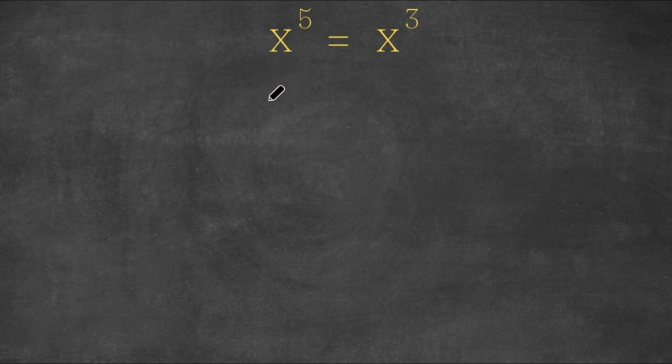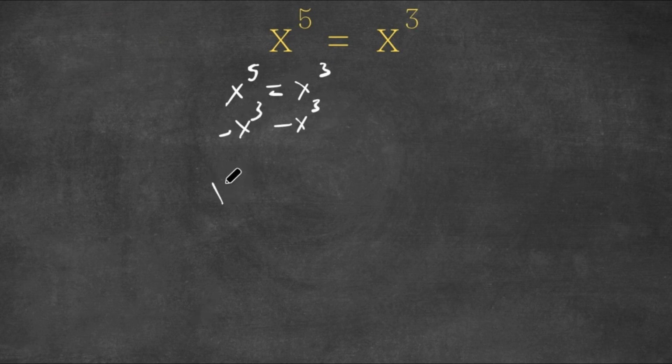In today's video, I'm going to be teaching you guys how to solve this exponential equation. So we have x to the power of 5 is equal to x to the power of 3. Now, what I'm first going to do is I'm going to subtract x to the power of 3 on both sides.